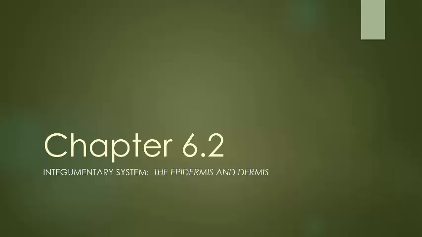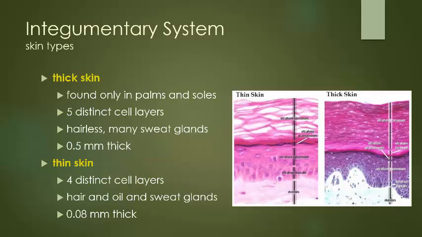All right, so we're ready to begin talking about the two tissue types, two tissue layers that we see in the integumentary system there at the cutaneous membrane. The epidermis, which is the most superficial layer, and the dermis, which is the deeper layer. And we'll start by talking about the characteristics of skin in different parts of the body.